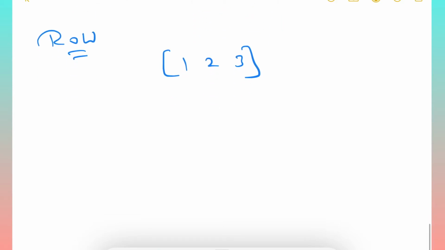Next type of matrix is row matrix. Here also the name itself indicates, row matrix is nothing but in a matrix if only one row is present, that is called a row matrix. Next, what about column matrix? Column matrix is nothing but only one column should be present. If only one column is present, that is called a column matrix. If only one row is present, that is called a row matrix.